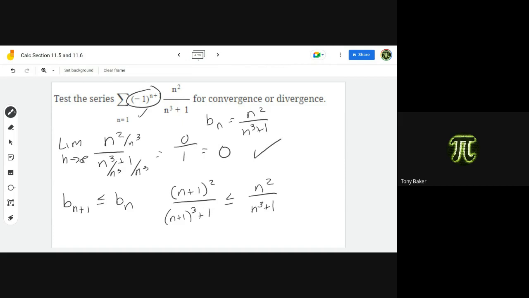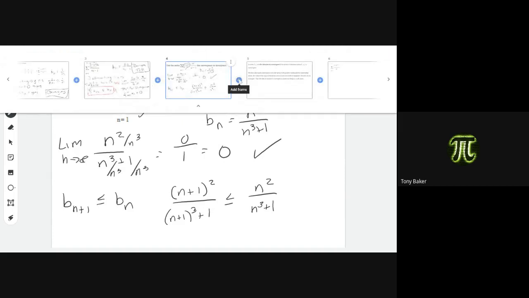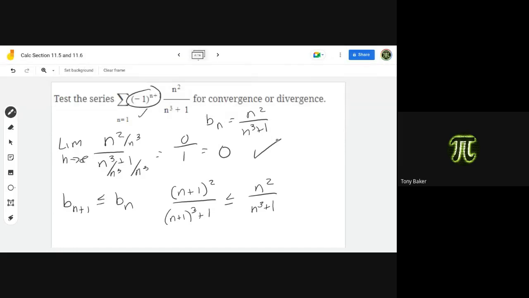If you can't do it just by looking at it, if it's not extremely obvious, find the derivative. Because when we find the derivative, as long as my derivative is negative, it's decreasing. So we're going to take this and find my derivative.